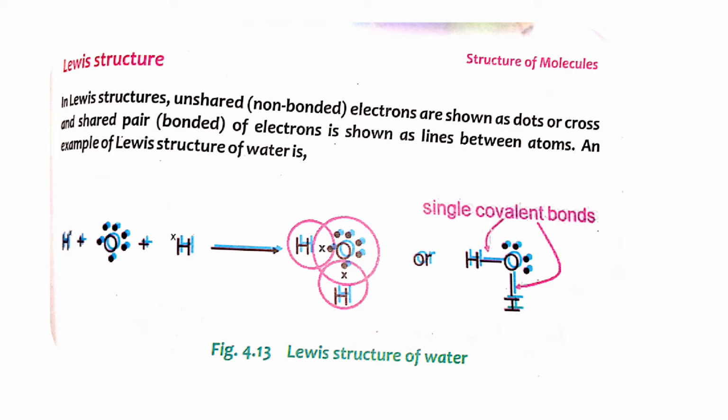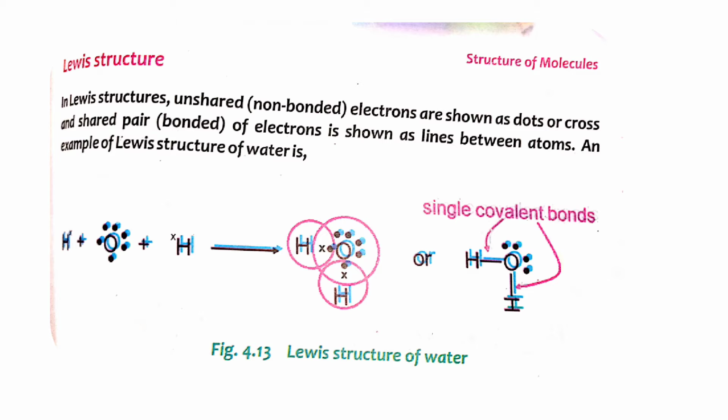In the previous lecture, we talked about the formation of the covalent bond, and today we will talk about the Lewis structure. Lewis was a scientist who gave this structure. In the Lewis structure, the unshared, non-bonded electrons are shown as dots or crosses, and a shared pair of electrons is shown as a line between the atoms.